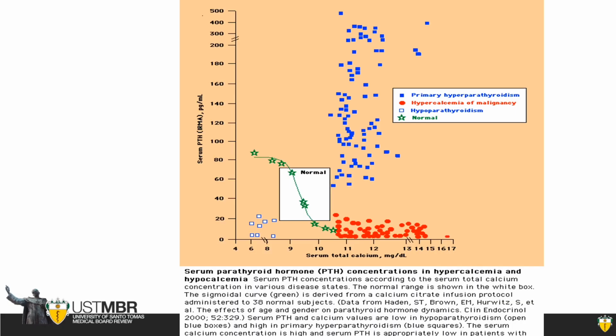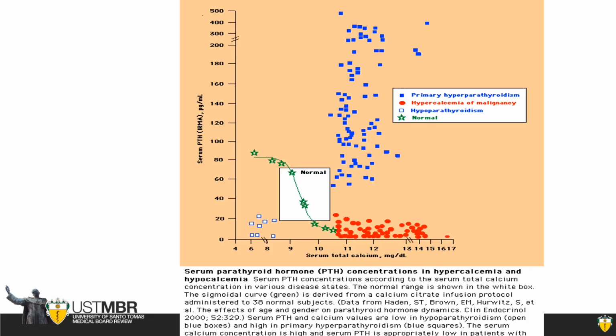And this is the normal physiology or regulation of calcium. Okay, this is PTH in the y-axis and then calcium in the x-axis. Normally, this is normal in the white box. As calcium level goes up from right to left, PTH will be suppressed normally to a lower level. Okay? So look at the blue and the red.